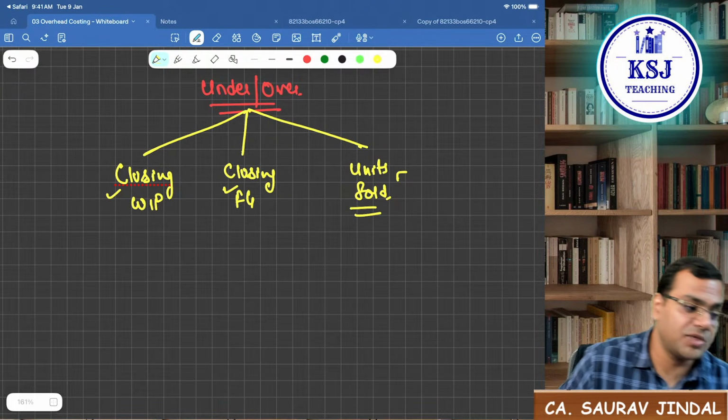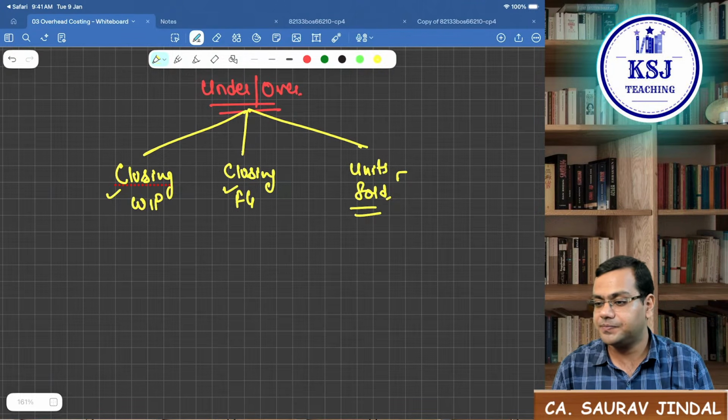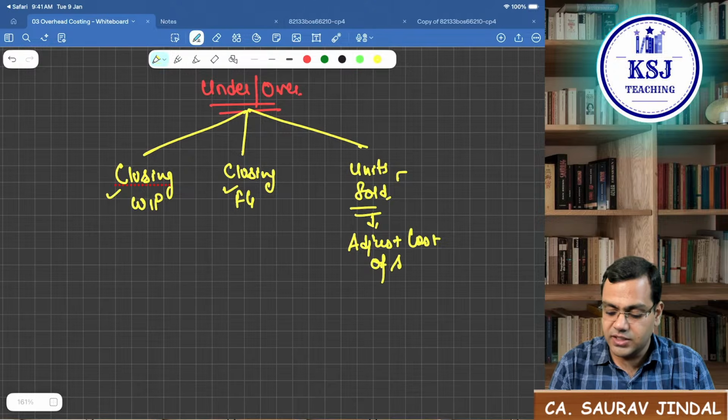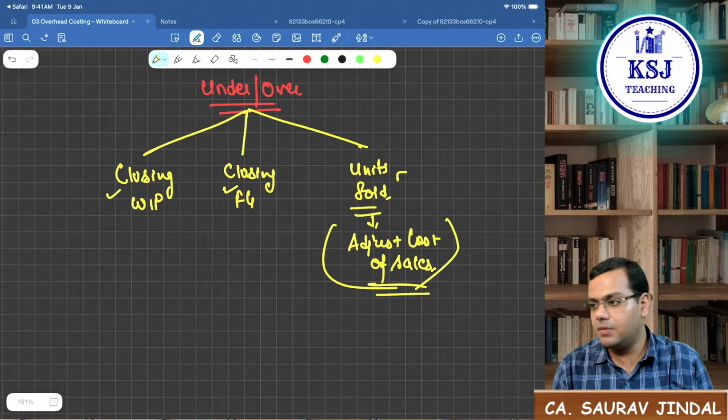Or if it is an over absorption, you will go to the customer and tell him, take 10 rupees, we have charged extra? Will you do that? No. In that case, what will you do? You will adjust your cost of sales. So three parts will be impacted.